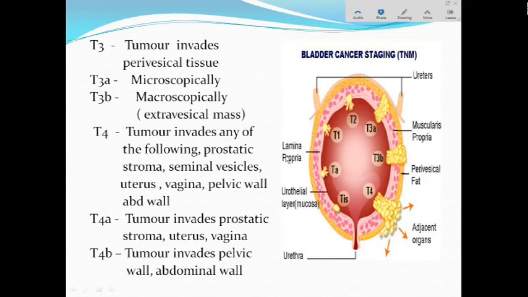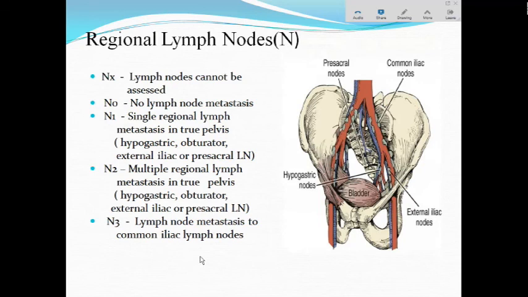While T4, as in all malignancies, invades surrounding organs like prostatic stroma, seminal vesicles, in female uterus, vagina, pelvic wall, abdominal wall. So T4a is PUV: remember, prostate, uterus, vagina. T4b is still beyond, pelvic and abdominal wall. So the TNM classification should be remembered very well.